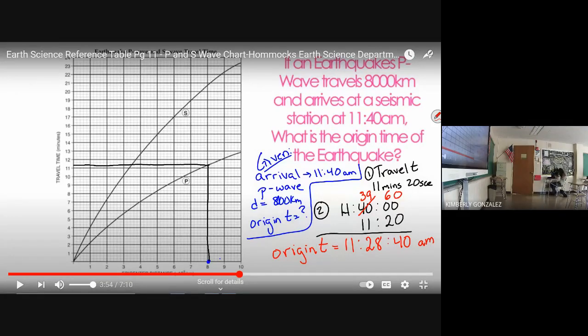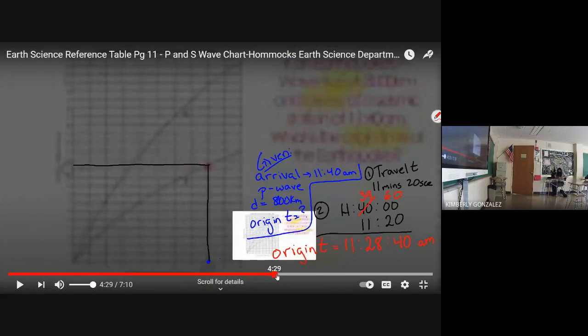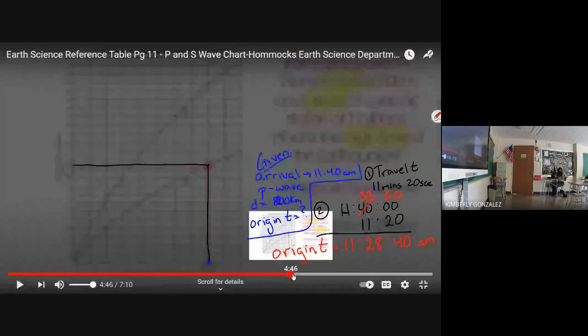But do you see why it's important for you to write out a given list? What you're given, what you're looking for, and the steps in between to get there. Like basic geometry. Okay, so we're going to do another question. No, it's still the same question.